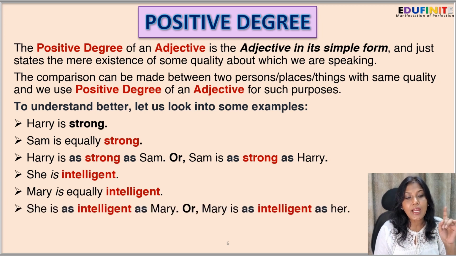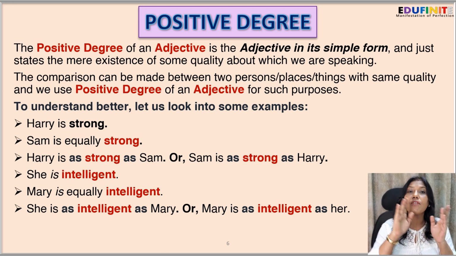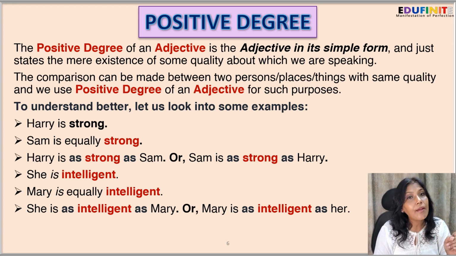First one, she is as intelligent as Mary. So here, with this sentence, as intelligent as, so she is as intelligent as Mary, that means what? That her intelligence is at level with that of Mary. Since they both are equally intelligent, we can reverse the sentence and say, Mary is as intelligent as her. Now we cannot use here she because she is the subject pronoun. We have to use the object pronoun here, which is her.